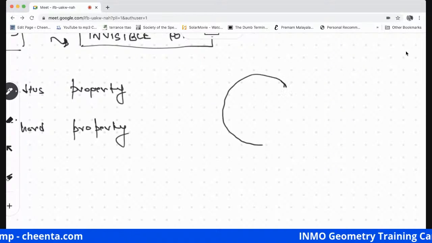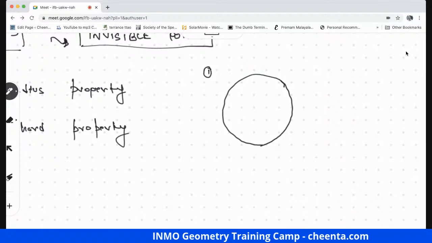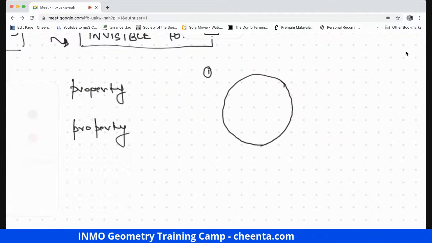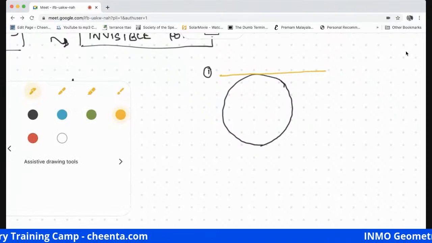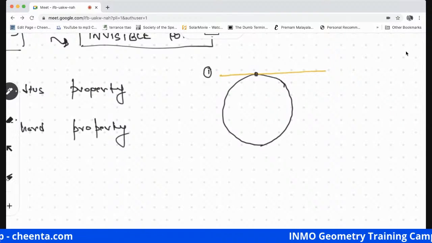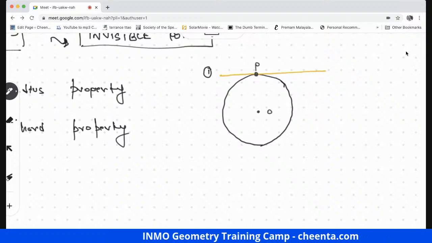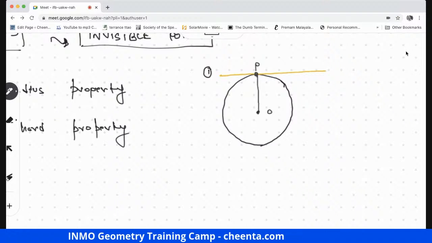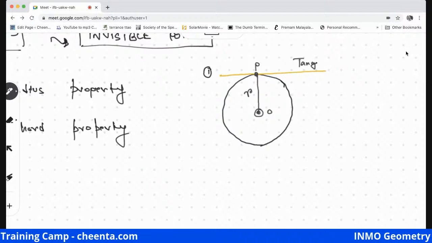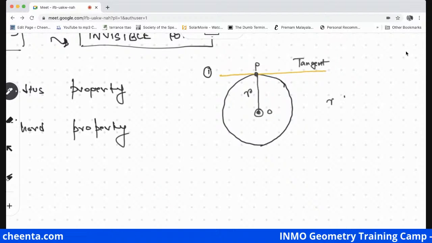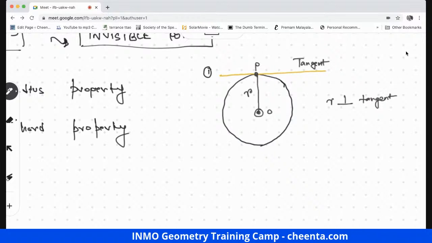The first one, the tangent radius property, is this: if you have a circle and a tangent to the circle at a certain point, let's say this point is P and the center of the circle is O, then if you join OP, this is the radius, this is the tangent, and the radius is perpendicular to the tangent. Simple stuff.